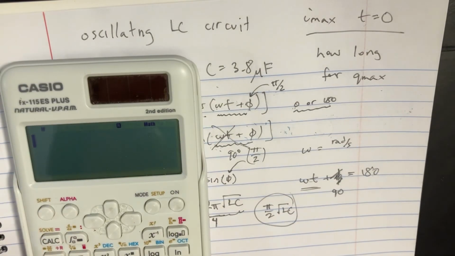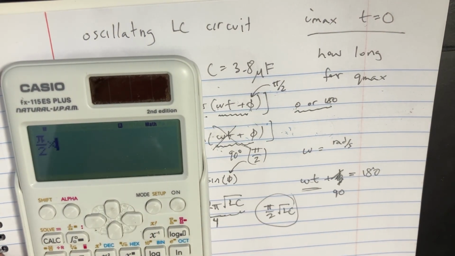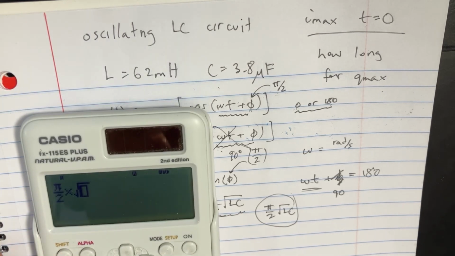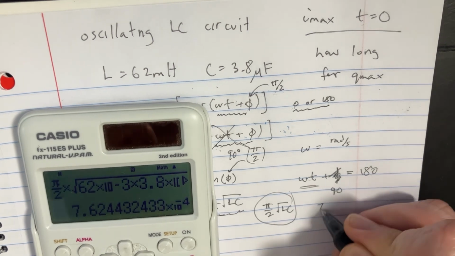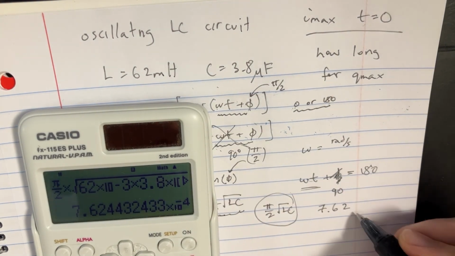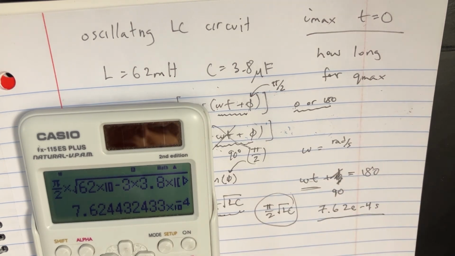We should be able to plug that into the calculator by saying pi over 2 times the square root of 62 millihenries times 3.8 microfarads. And we should get 7.62 e to the negative 4 seconds. And that's how long it would take to charge this.